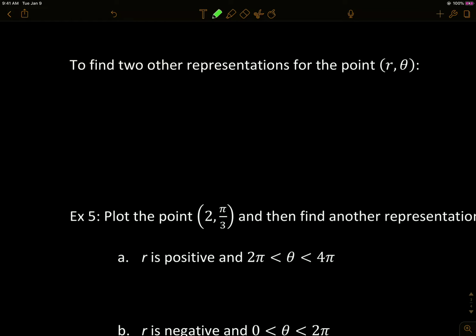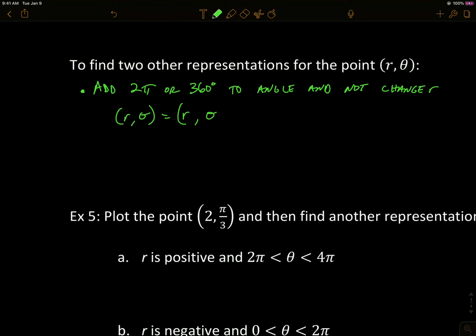All right? So in general, the easiest way to do this, if I ask you to find more than one representation, is going to be one way. If I give you coordinates and say find 2 others for that same point, you can first add 2 pi, or if it's in degrees, 360 degrees to the angle and not change r. So for instance, r, theta would be equal to not changing r but then adding 2 pi onto theta, or 360. All right, so this is equivalent to adding 1 full revolution, right?